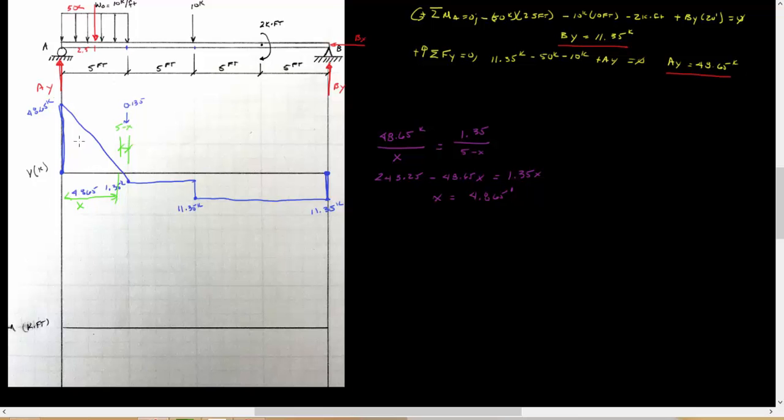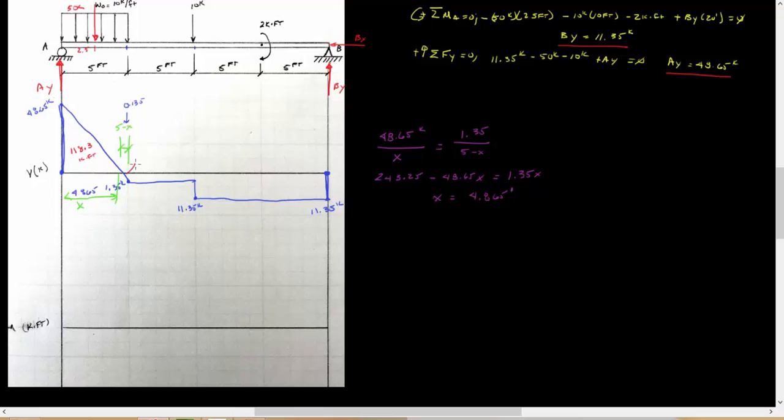So computing my triangle then, it's 4.865 times 48.65 is 118.3, and that's going to be a kip foot. So this is feet, this is kips. So now you can notice I have a bending moment, a moment with my units, which I'm going to be using down here.